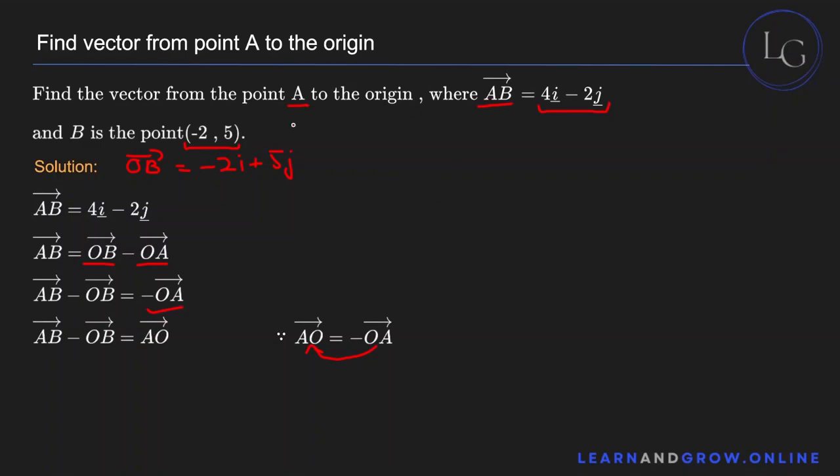We already have AB and we already have OB, which is this, right? We just subtract them. So 4i minus 2j minus (minus 2i plus 5j), right? So this is the result: 6i minus 7j.